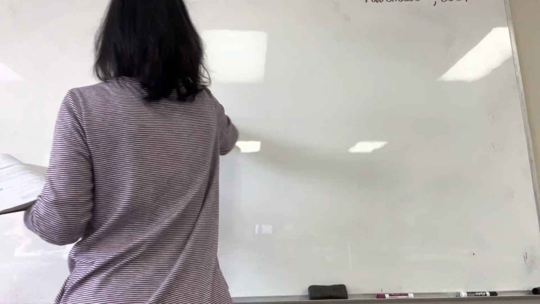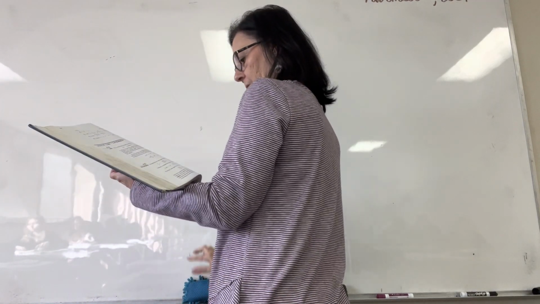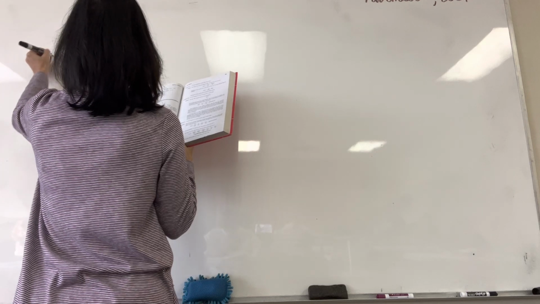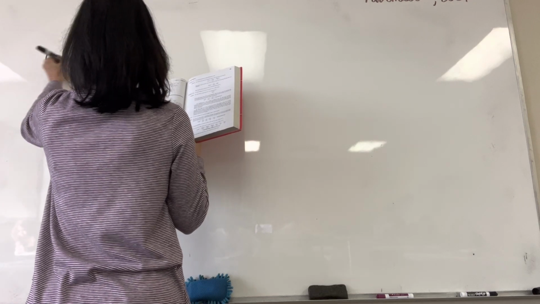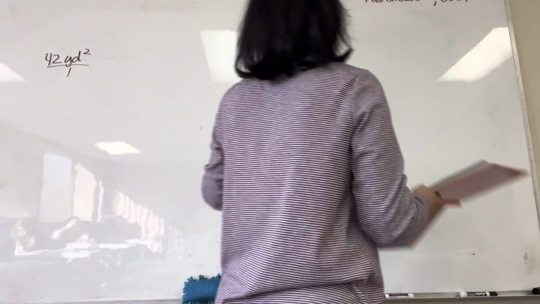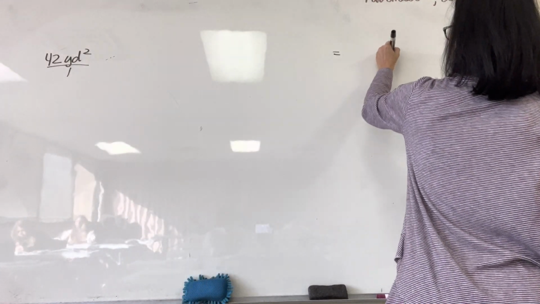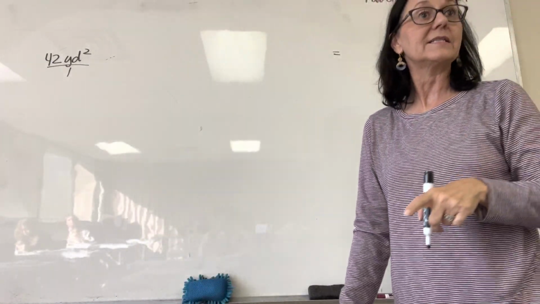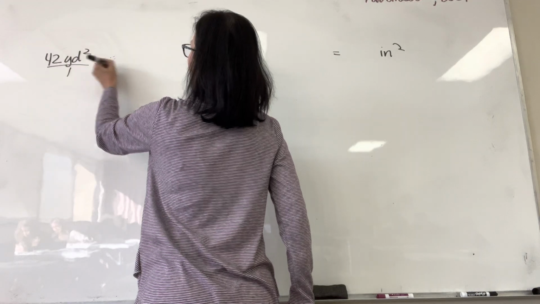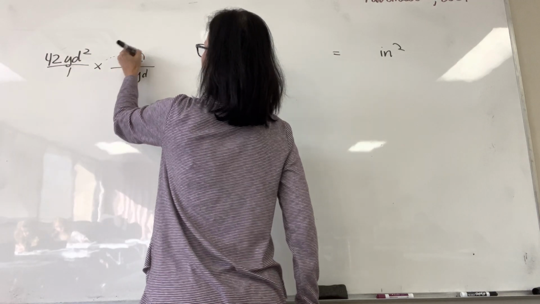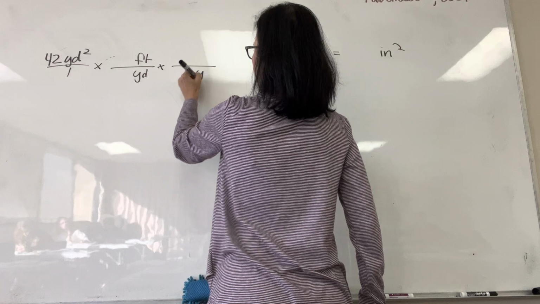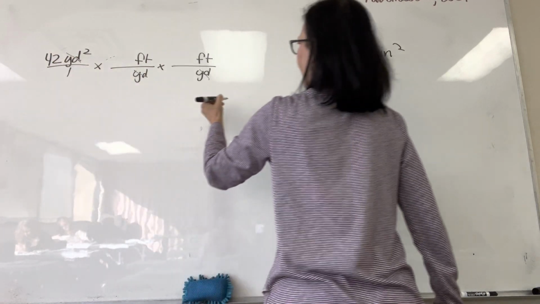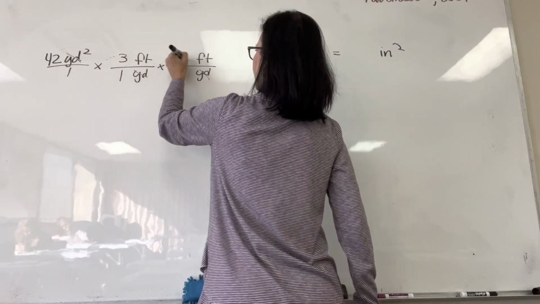41.3. Use unit multipliers to convert 42 square yards, that's like it's over 1, and I want to end up with inches. How do I get from yards to inches? I go from yards to feet. I always write my unit multiplier, just the measurement. Okay, so I've gotten rid of my yards, and there's 3 feet in a yard.